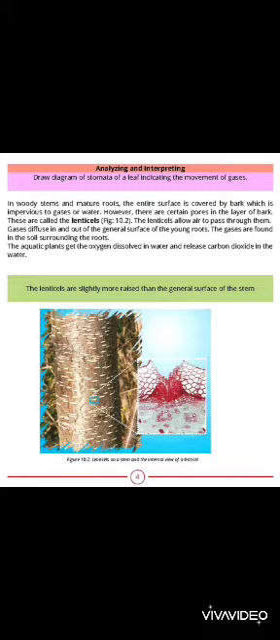In woody stems and mature roots, the entire surface is covered by bark, which is impervious to gases or water. However, there are certain pores in the layer of bark. These are called the lenticels. The lenticels allow air to pass through them.